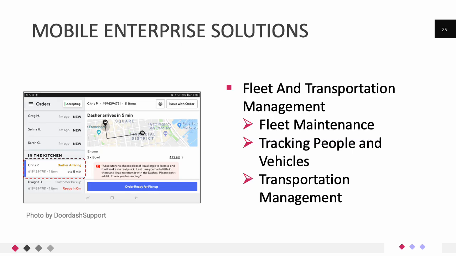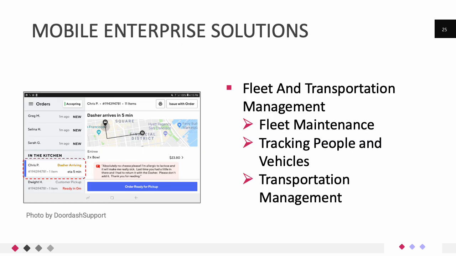Think about a big company like 7-Eleven that has trucks to deliver goods every day. How do they make sure this process is smooth? That's where these mobile solutions come in. For example, fleet maintenance. It's like a reminder on your phone for a health checkup, but for company vehicles. It uses apps to tell the manager, hey, this truck needs an oil change next week, so it doesn't break down unexpectedly.